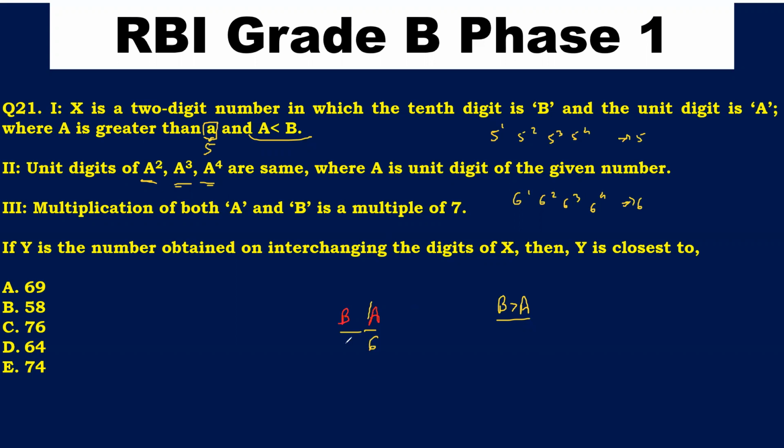If A is 6, the product of B into A is a multiple of 7. That means B has to be 7. So their product is a multiple of 7. Now you have to interchange this. That will become 67. This is Y. So this is closest to 69. So it is an easy question. Let's see the next one.